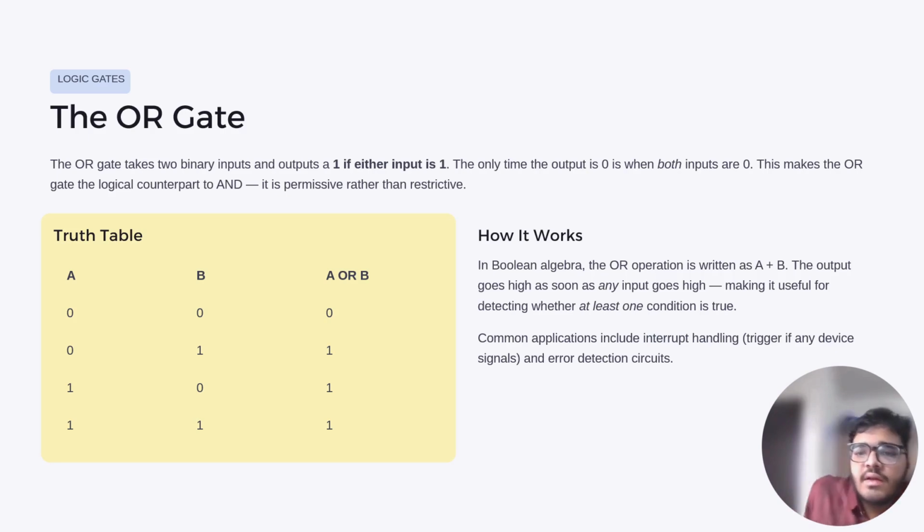So in AND, it was represented as A dot B, and OR is represented by a plus sign between A and B. So A plus B is the OR gate. Also we can say AND is an AND operation, OR is an OR operation. In AND both need to be high to get high output, and in OR any one needs to be high, at least any one.